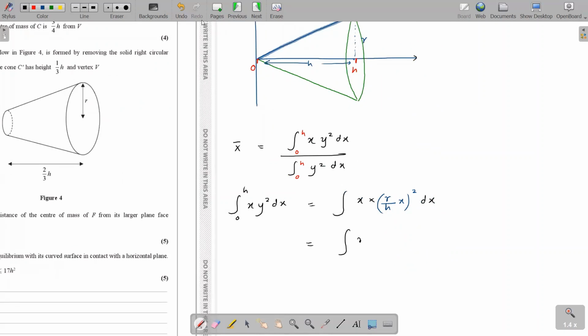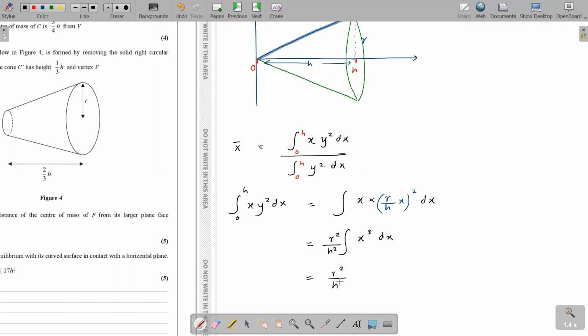So I get here x times. Do you agree r and h are constants and they can be taken out? R square over h square into x square, right? So I get here r square over h square out x, and this x is a square here, isn't it? So x square with x, when you multiply directly, I'll write here as x cube. Is that okay? So now let's integrate.